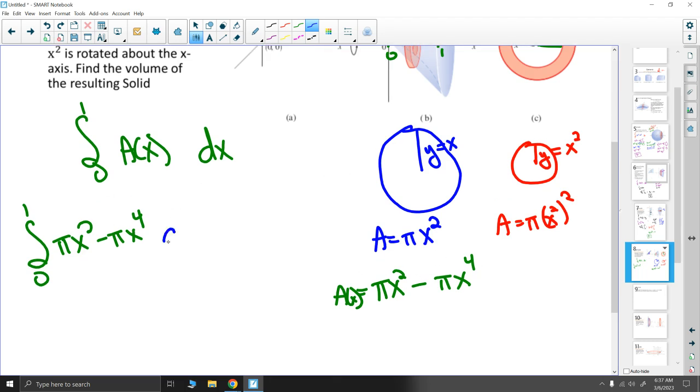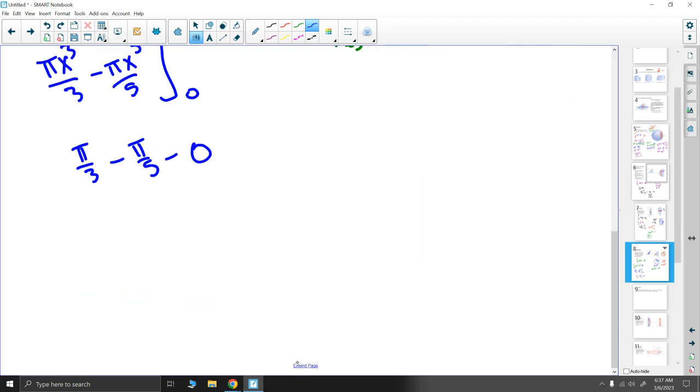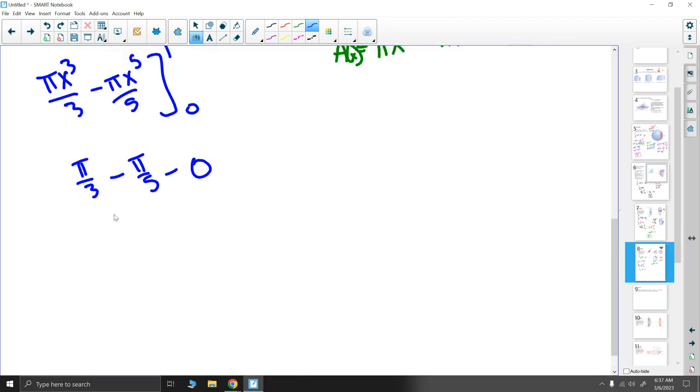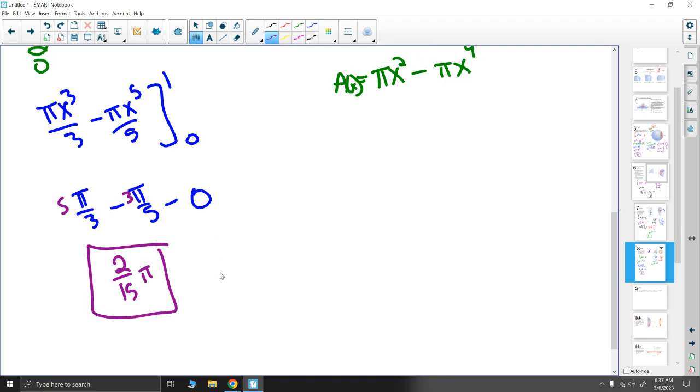So we're integrating these things with respect to x. The integral of pi x squared would be pi x cubed over 3 minus pi x to the fifth over 5. And we're going to do this from 1 to 0. Nice and simple. I like these ones. Pi thirds minus pi fifths minus 0. So pi thirds minus pi fifths, that would essentially be a 5/15 and a 3/15. That would be a 2/15 pi.